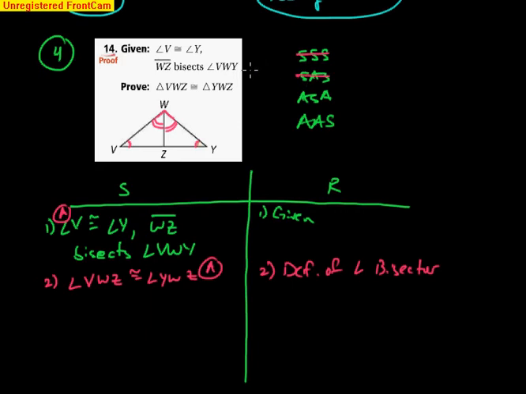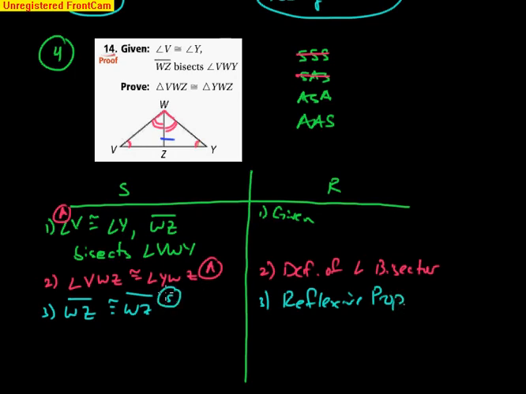So I cross off side, angle, side because it involves two sides. Now I need to come up with the third piece of information. And that third piece of information is going to be the side in between them. WZ. WZ is congruent to WZ, and that is by the reflexive property. And there is a side.